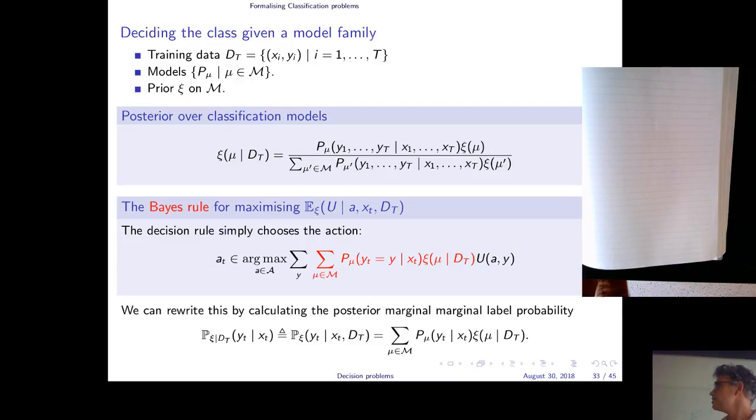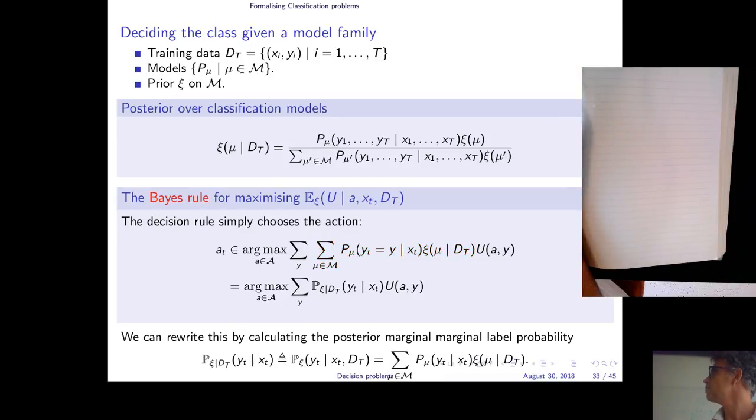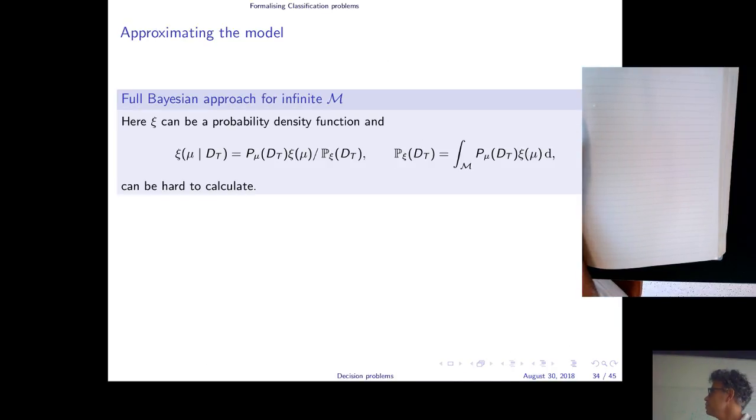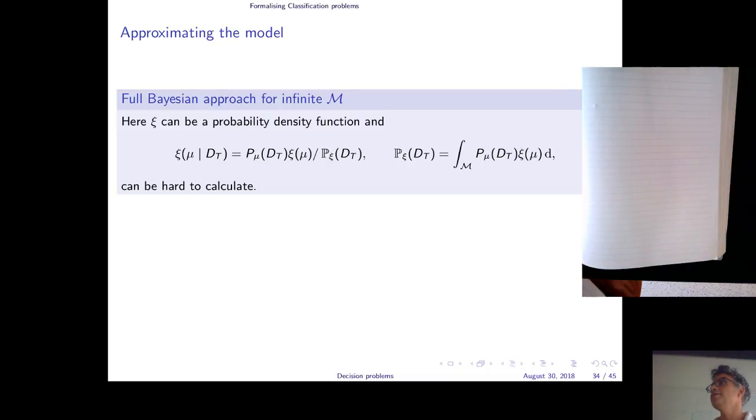Now this is fine, as long as you can actually calculate this. If the number of models is finite, then you can always do it. There is no problem at all. But if it's infinite, then you have a problem. If it's infinite, then this marginal thing that we have, this sum, is basically an integral. And calculating the integral is generally difficult. That's one part of this thing.